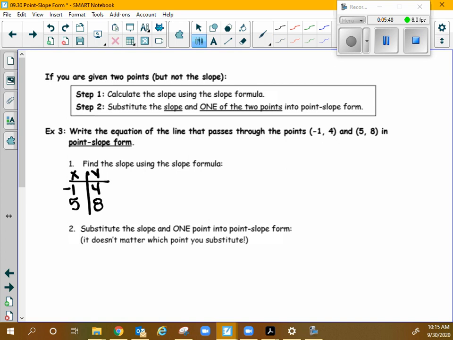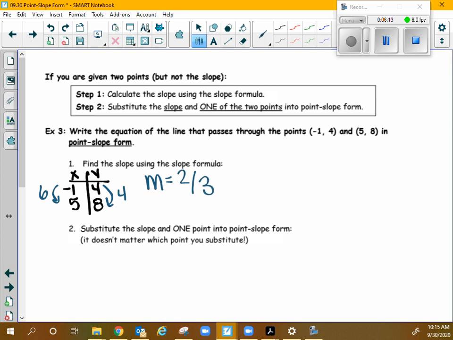What's my change in y? Plus 4. What's my change in x? Plus 6. Well, if you put it reversed, it would have been minus. Okay. What's my slope? 4 over 6. 2 over 3.